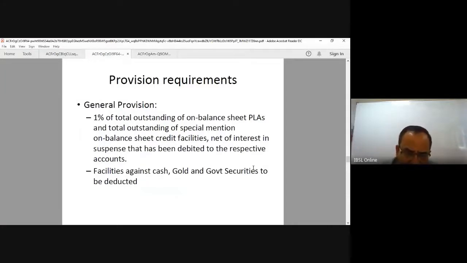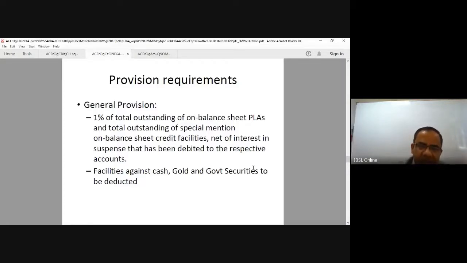So there are provision requirements. Of course, there are two types of provision requirements: one is general provision, the other is specific provision. General provision is basically on the advances portfolio. On your performing advances, on the portfolio of performing advances, you will have a general provision. This changes from time to time.